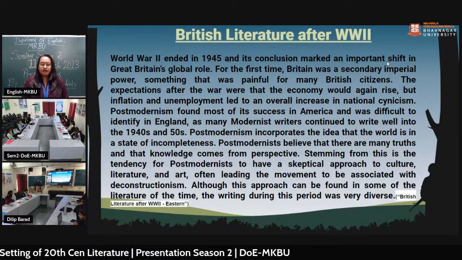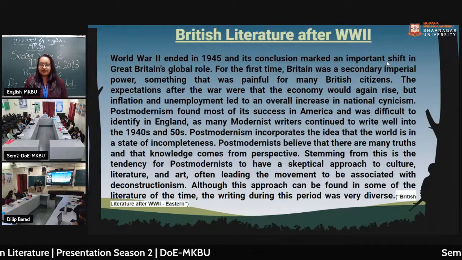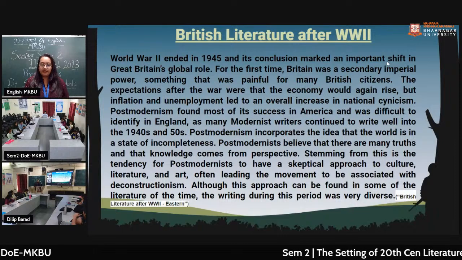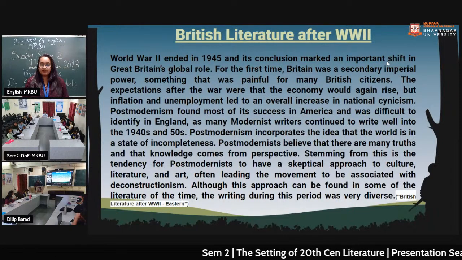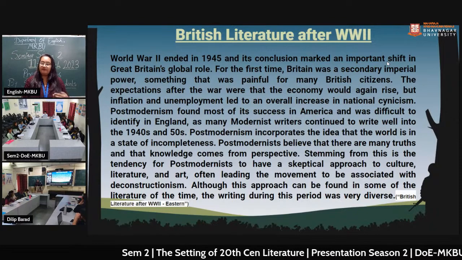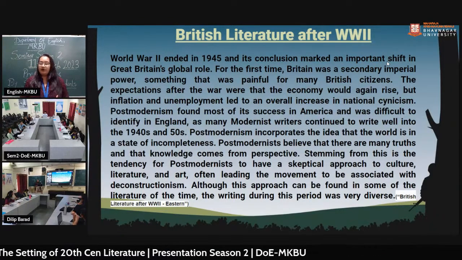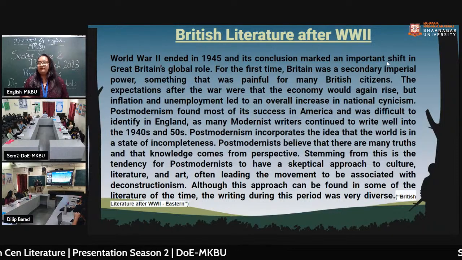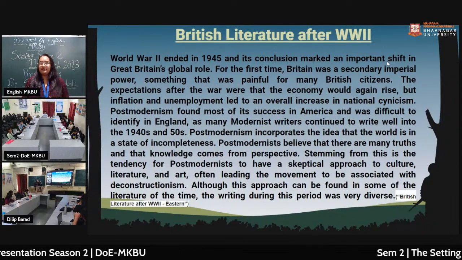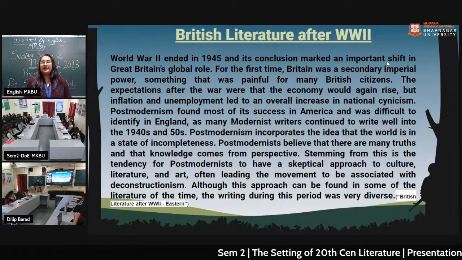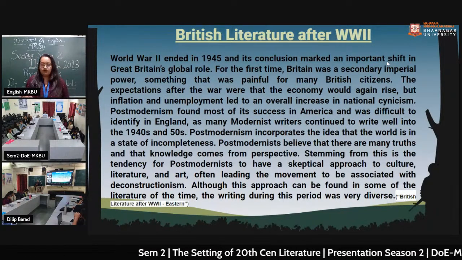Postmodernism found most of its success in America and was difficult to identify in England, as many modernist writers continued to write well into the 1940s and 50s. So we know that both modernist and postmodernist writers were writing about wars, and after World War II they were also exploring the genre of war.